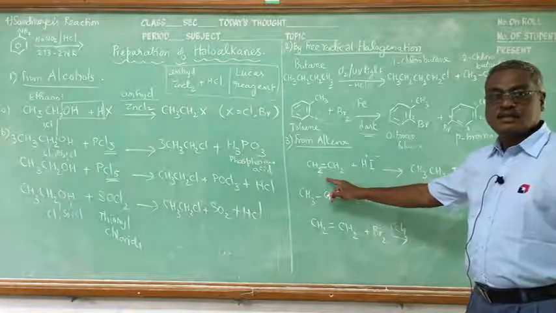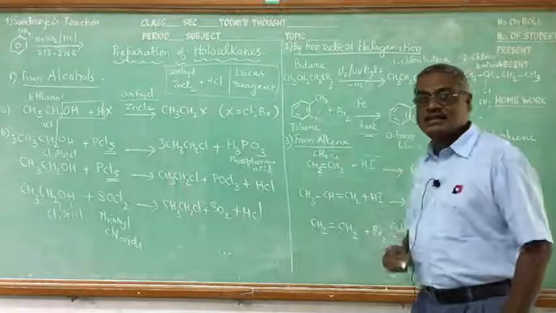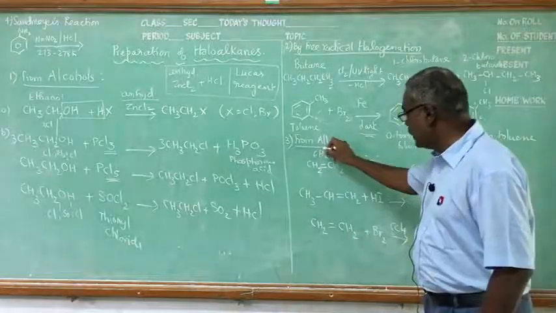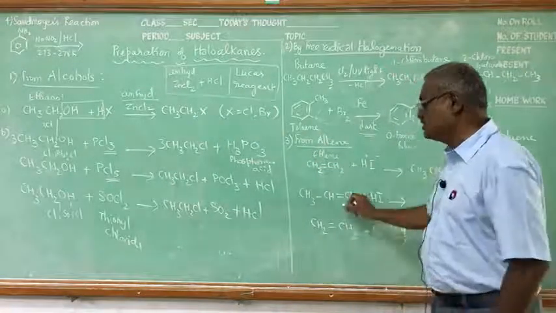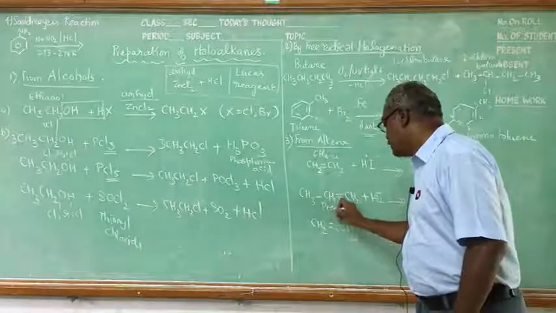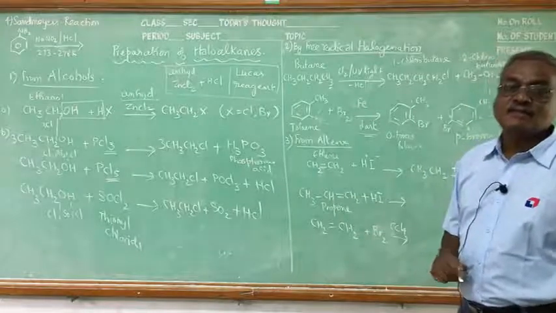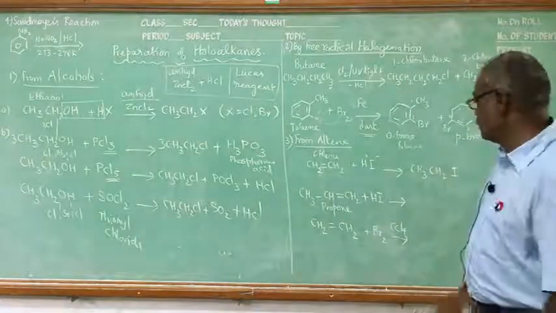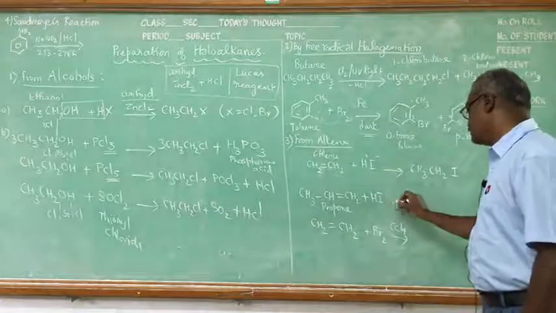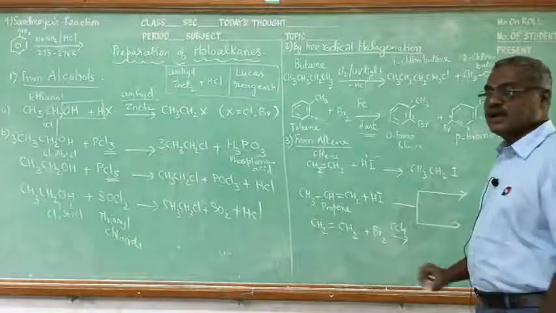Now this alkene is known as ethene. This ethene is a symmetric alkene. Symmetric alkene means if I put a line, both sides have the same group. But this is an unsymmetrical alkene. This is propene. The propene is an unsymmetrical alkene. In the unsymmetrical alkene, what will happen? The reaction happens in two ways.